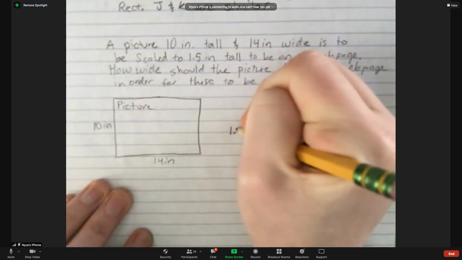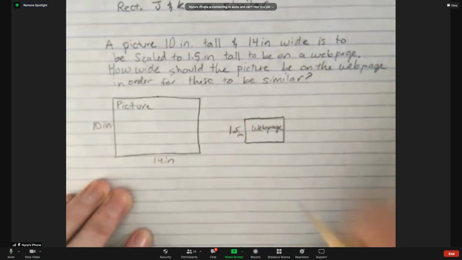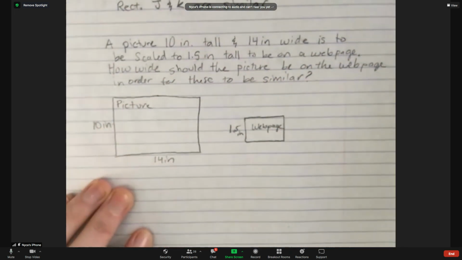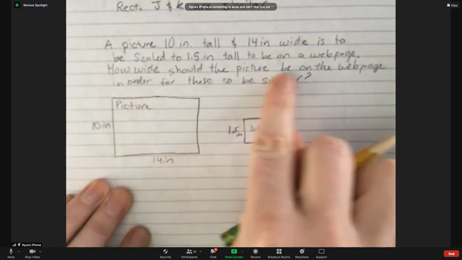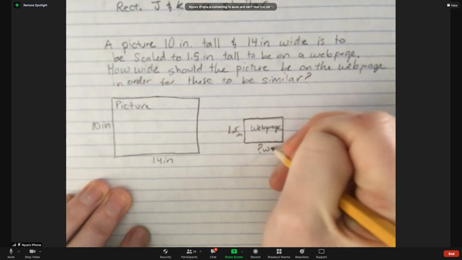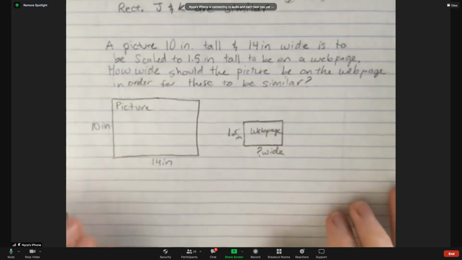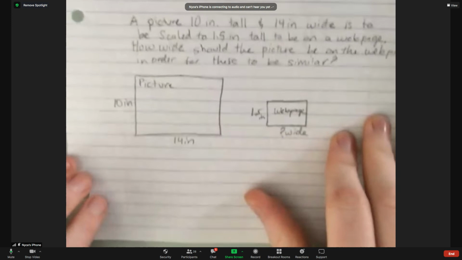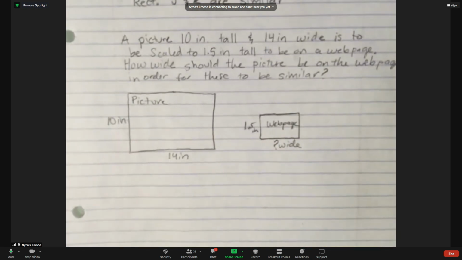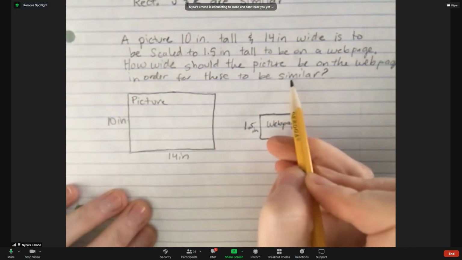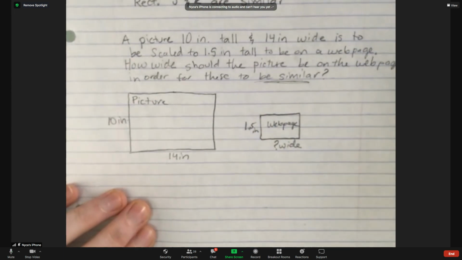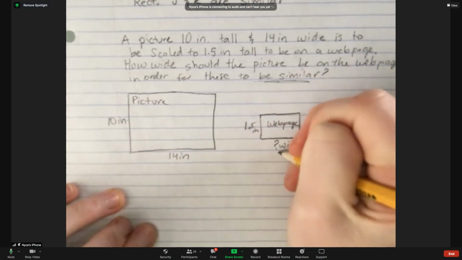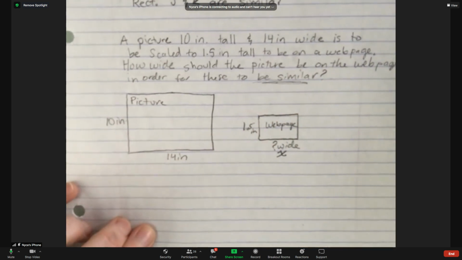So 1.5 says for tall, so it has to be in the corresponding position, tall with tall. And then it says how wide should the picture be? So your given is in a drawing position so that you get it to where it looks like those problems. So now what are you supposed to do? If you're ever missing one piece, they are telling you that this has to be similar, which means that they have to be equivalent fractions. So you would just put a variable x on the position they don't give, which means you're going to be using cross products to solve.